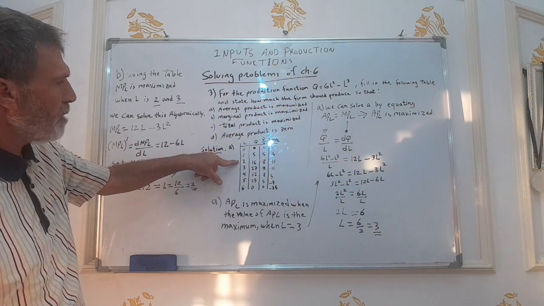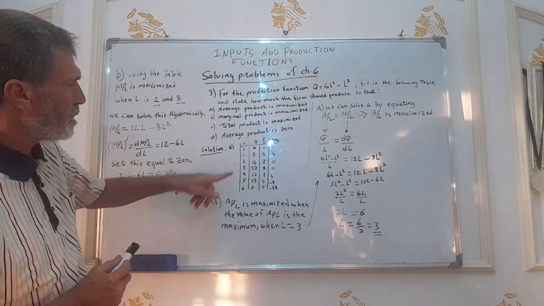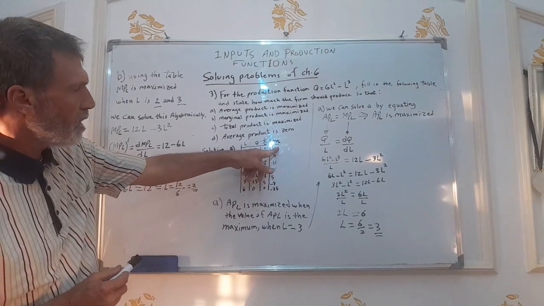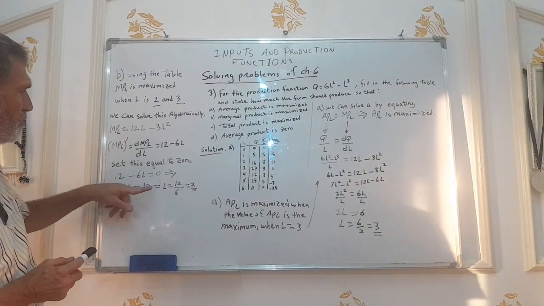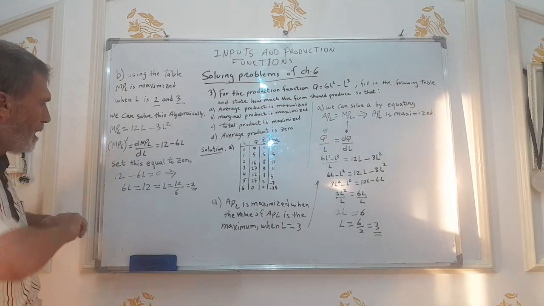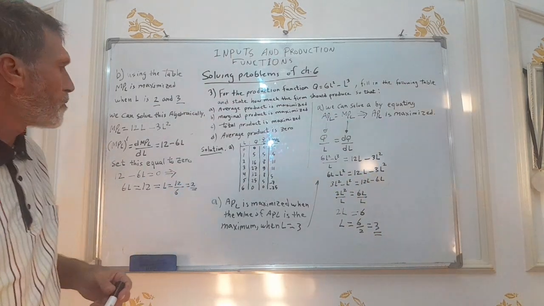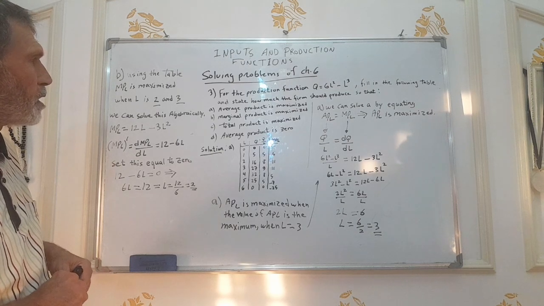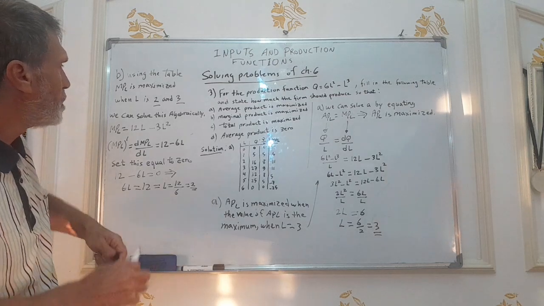So over here, the maximum value, of course, is at 2 or 3 labor. That will give you the maximum value of marginal product of labor. Mathematically, the maximum value is at L equal to 2, which gives the maximum value of marginal product of labor. Now, let's look at the next question.